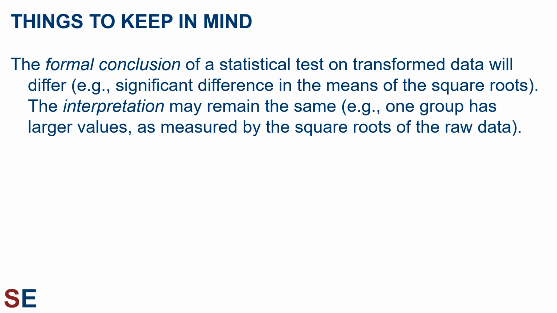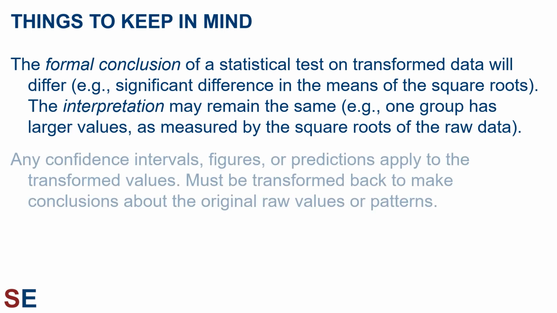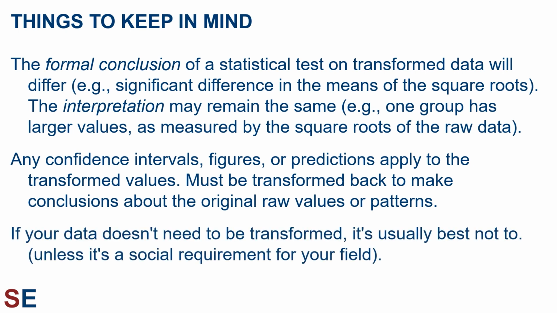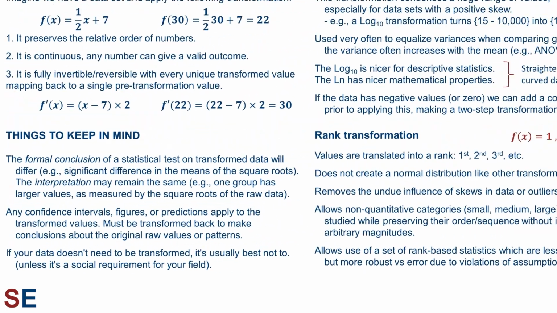For example, an ANOVA may show that one group has larger mean square root values, and this would be conceptually the same as that group being larger in some manner, even if we didn't have evidence that the raw values themselves are larger. Also, any confidence intervals, figures, or predictions apply to the transformed values. They must be transformed back to make conclusions about the original raw values or patterns. Finally, if your data doesn't need to be transformed, it's usually best not to. The only real exception to this is if you're working in a field with norms and social traditions that demand the use of certain transformations.